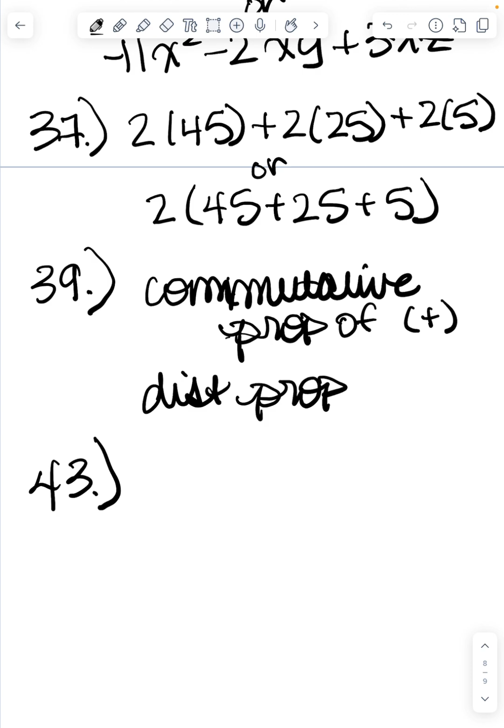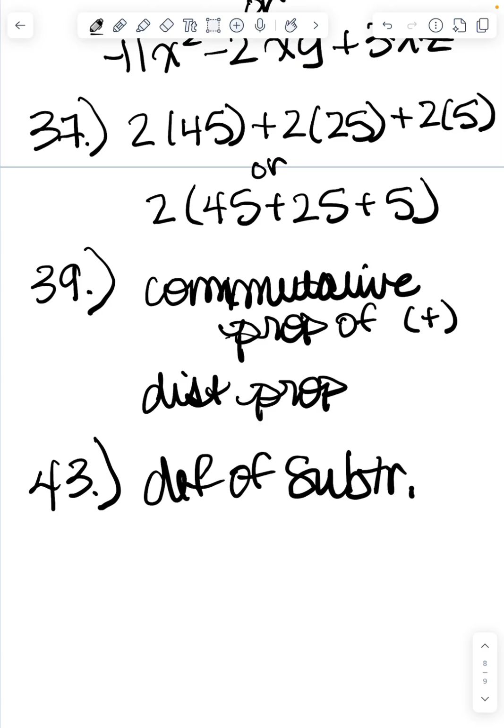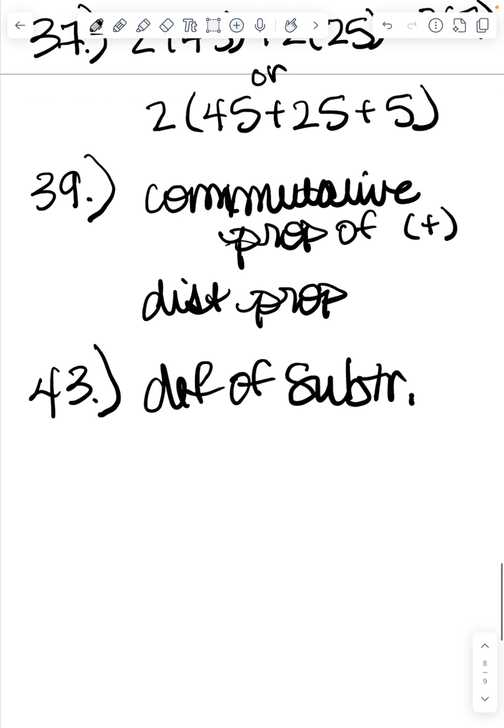Number 43. Identify the illustrated property or definition. Number 43, this is definition of subtraction. And the reason being because we changed the minus y into plus the opposite of y, which is what subtraction is. 45, x plus 0 equals x. This is additive identity.